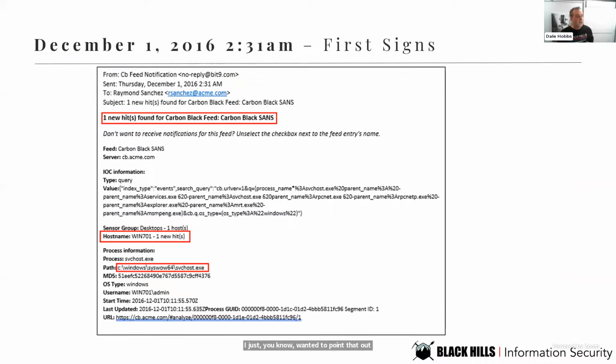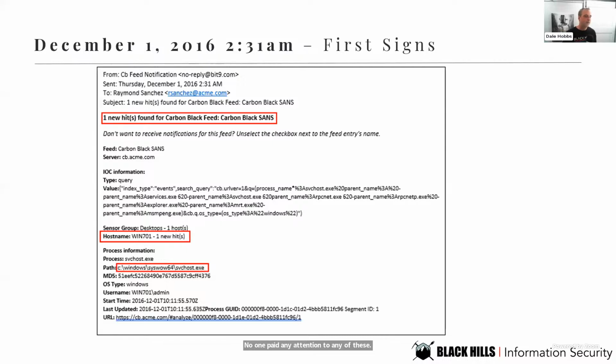All right, so as we start getting into timelines now, this incident happened at the beginning of December 1st of 2016, 2:30 in the morning. The first email alert was received from Carbon Black indicating that there was a hit on the SANS threat intelligence feed, indicating a suspicious use of svchost.exe on a computer, Win701. Nobody bothered to check this email alert. It was at 2:30 in the morning. Between 2:32 and 7:52 a.m., there were an additional 58 email alerts, all indicating suspicious activity. No one paid any attention to any of these.